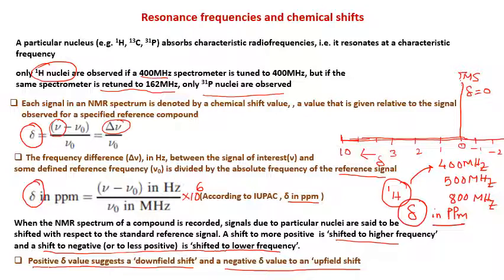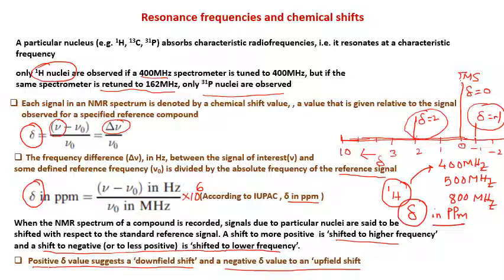So when there are, for example, two peaks appearing, one around 2 and one around, for example, -1. So one has a delta value of 2, one has a delta value equal to -1. The proton which falls at the higher delta value is called downfield shifted, and this proton in the negative region, or comparatively low delta value region, is called upfield shifted.